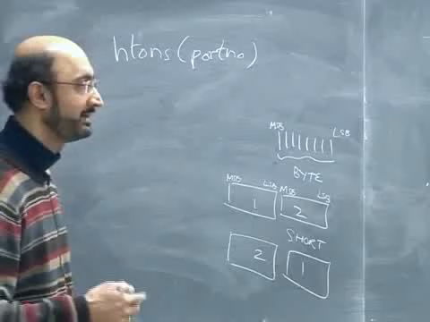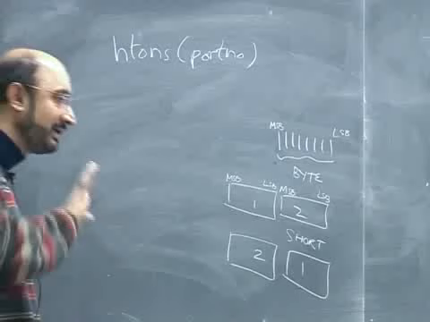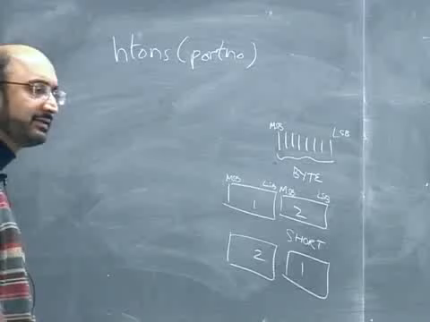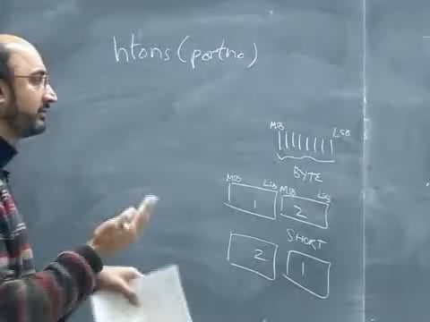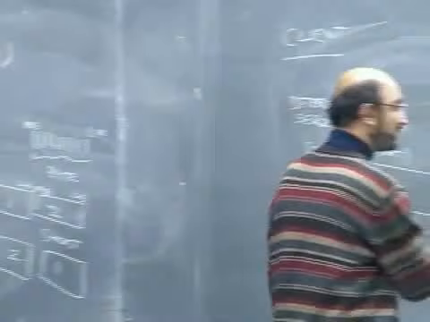We want to make sure that when we send a short into the system, the other side is going to get the short as well. It's not going to get something that's swapped around, right? If I say port number 2400, I don't want the network to interpret it as port number something else because the bytes got swapped around, okay?